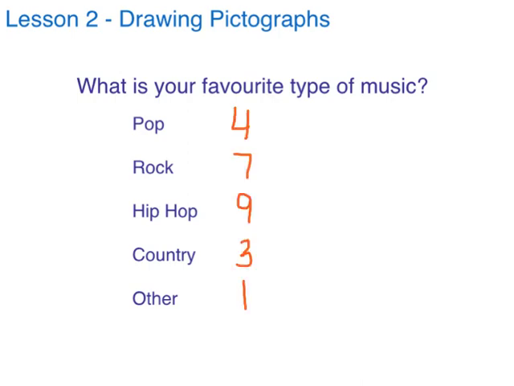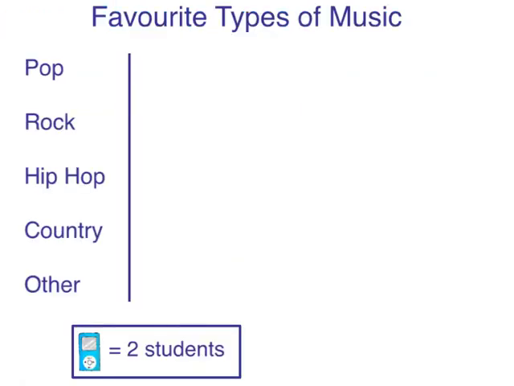4 people chose pop, 7 people chose rock, 9 people chose hip-hop, 3 people chose country, and 1 person chose other. So now he decided to take this information and create a pictograph. So Billy began by choosing a symbol or a picture to use in his pictograph, and since this was a survey about music, he decided to use a picture of an MP3 player. And he decided that 1 picture of an MP3 would equal 2 students.